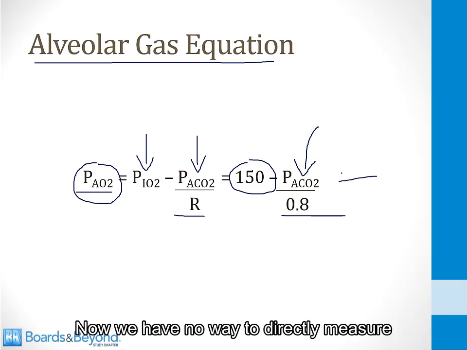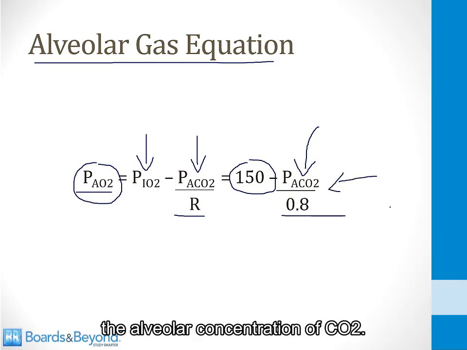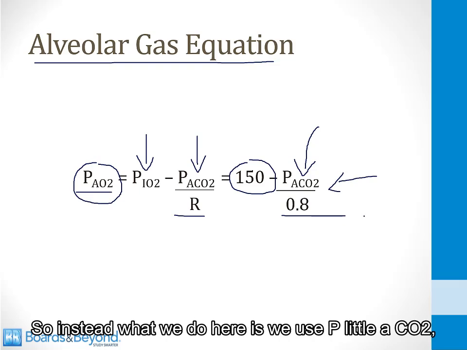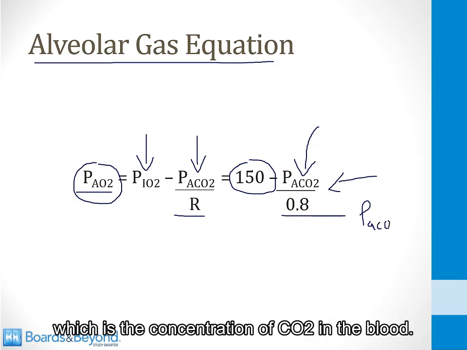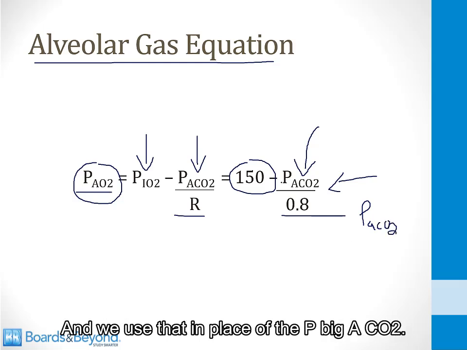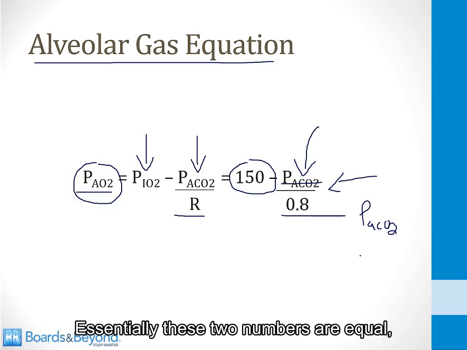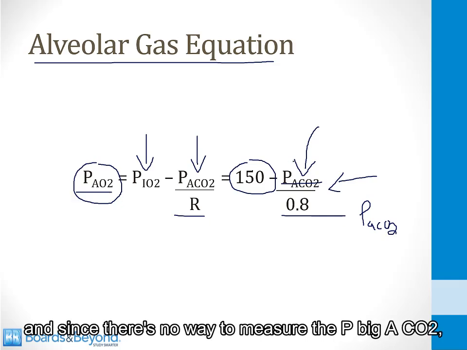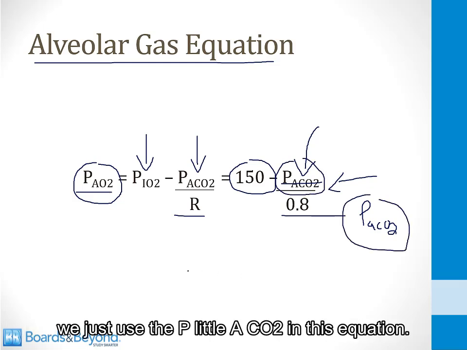Now we have no way to directly measure the alveolar concentration of CO2, so instead we use P little a CO2, which is the concentration of CO2 in the blood, in place of the P big A CO2. Essentially these two numbers are equal, and since there's no way to measure the P big A CO2, we just use the P little a CO2 in this equation.